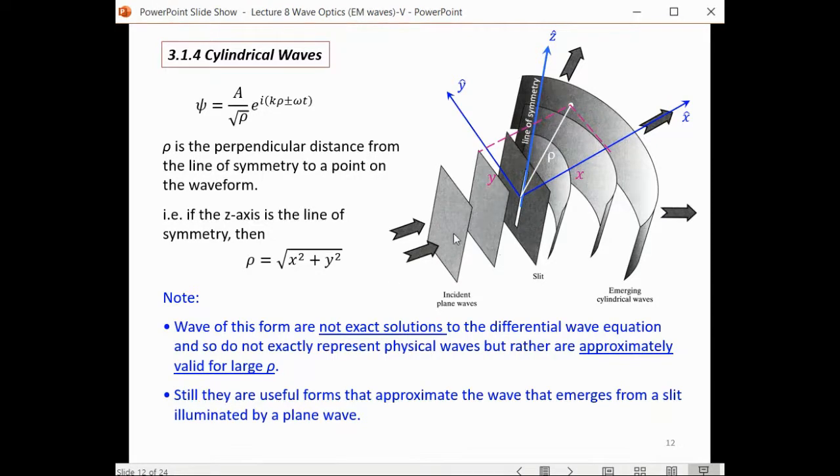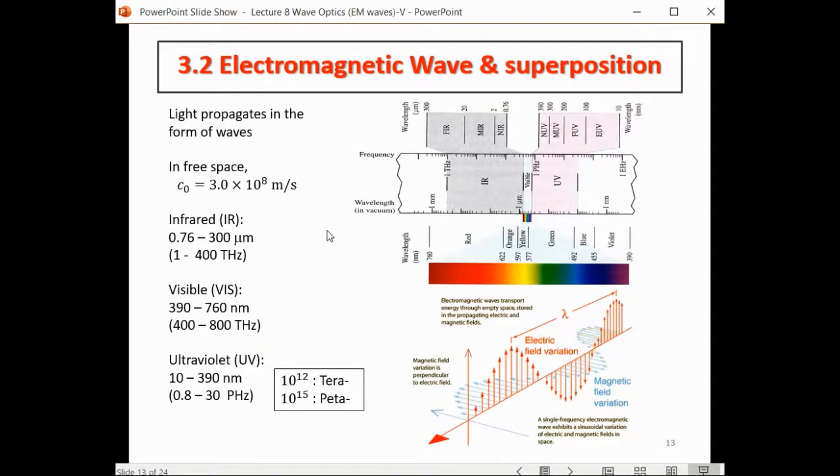Light propagates in the form of waves, and it is an electromagnetic wave. In free space, it travels at speed equal to 3 times 10 to the power 8 meters per second. For the infrared region, which is here, its wavelength is from 0.76 to 300 microns. That corresponds to 1 to 400 terahertz, where tera means 10 to the power 12. And the visible range is short here. It would range from 390 to 760 nanometers, equivalent to 400 to 800 terahertz.